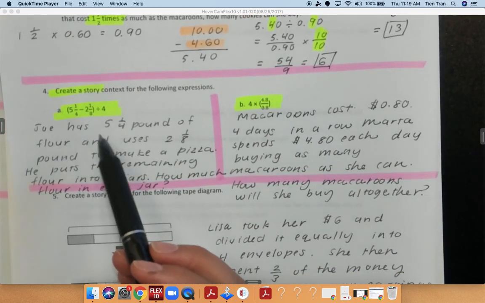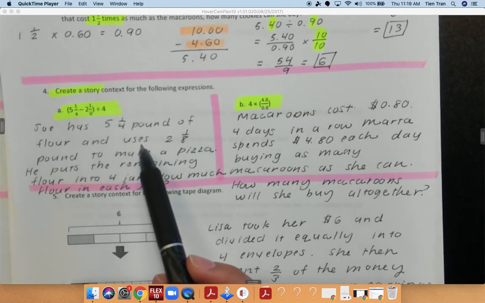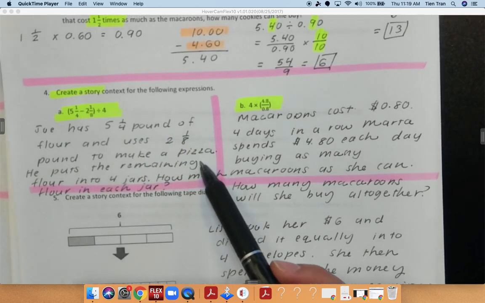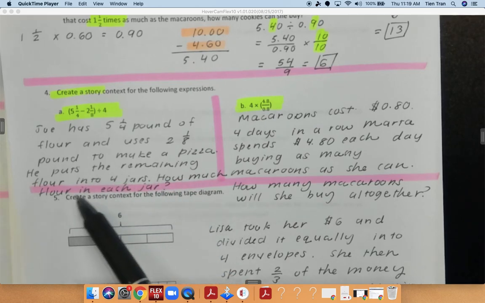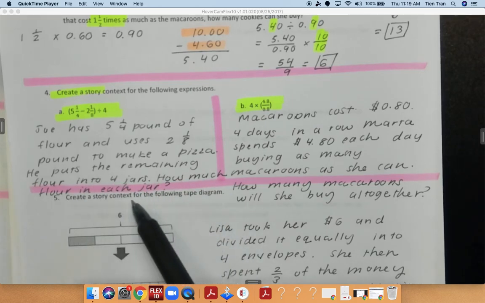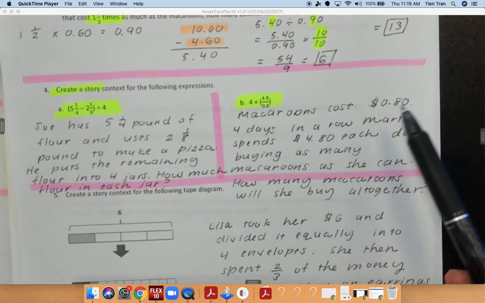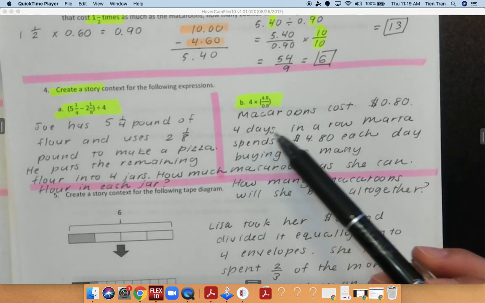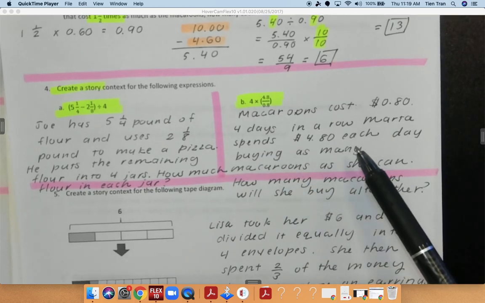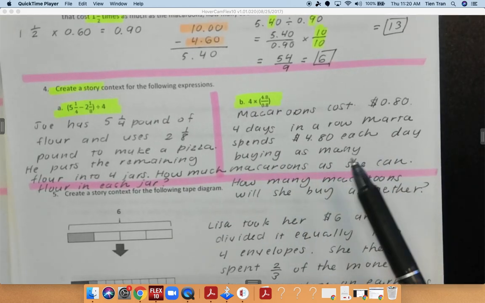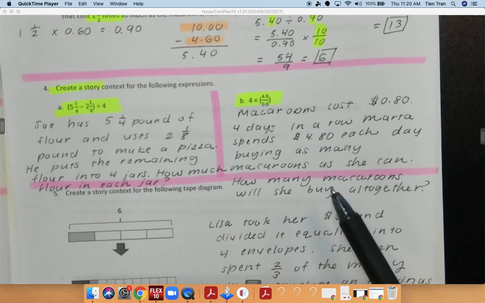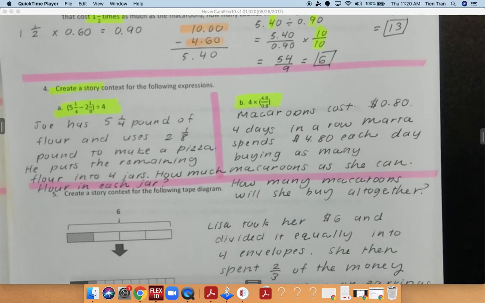I have Joe has 5 1/4 pounds of flour and uses 2 1/8 pounds to make a pizza. He puts the remaining flour into 4 jars. How much flour in each jar? And over here for B, I have macarons cost 80 cents. 4 days in a row, Martha spends $4.80 each day buying as many macarons as she can. How many macarons can she buy altogether?